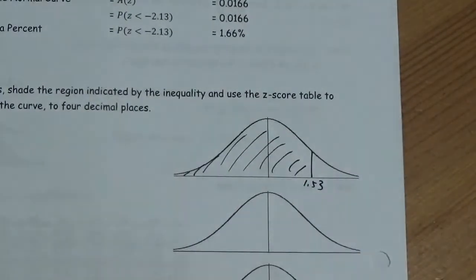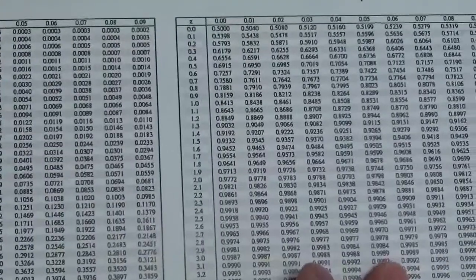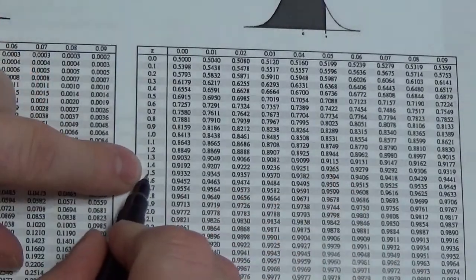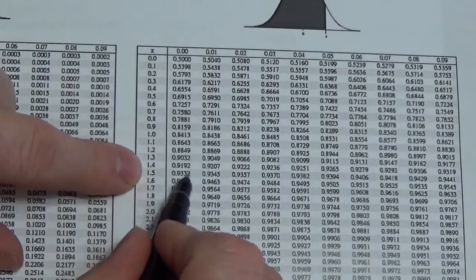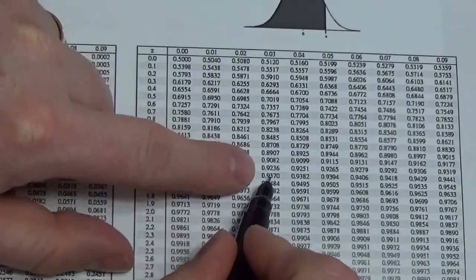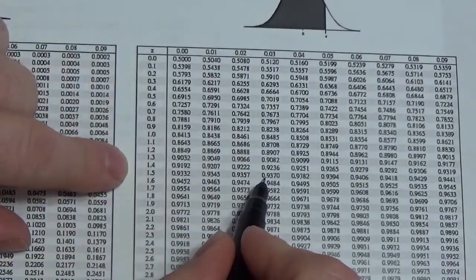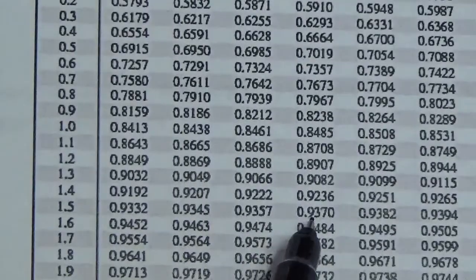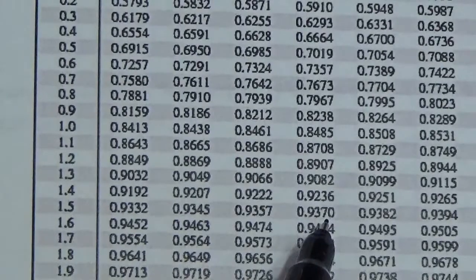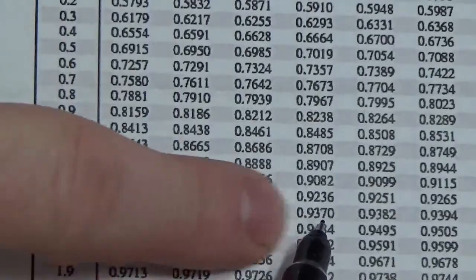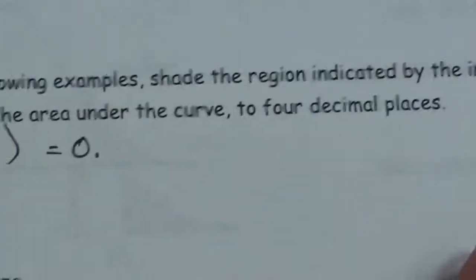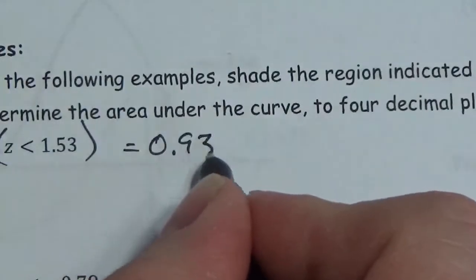1.53. So I'm going to go to my z-score table here. I'm going to go to 1.5, and then I'm going to go over, this is 0.0, 0.1, 0.2, 0.3. Okay, so the area there that I'm seeing is 0.9370. Okay, so here it is again, 1.5 and then 0, 1, 2, 3, 0.9370.